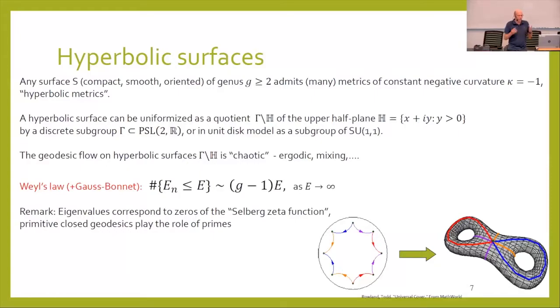And the case of hyperbolic surfaces is analogous to the Riemann zeta function case, because the eigenvalues turn out to correspond to zeros of something called the Selberg zeta function, and the role of primes in the Selberg zeta function is played by primitive closed geodesics, whatever they are. But unlike the Riemann case, where the zeta function seems to be the primary object, here it's a sort of secondary object, and it's not very useful to work with it directly.